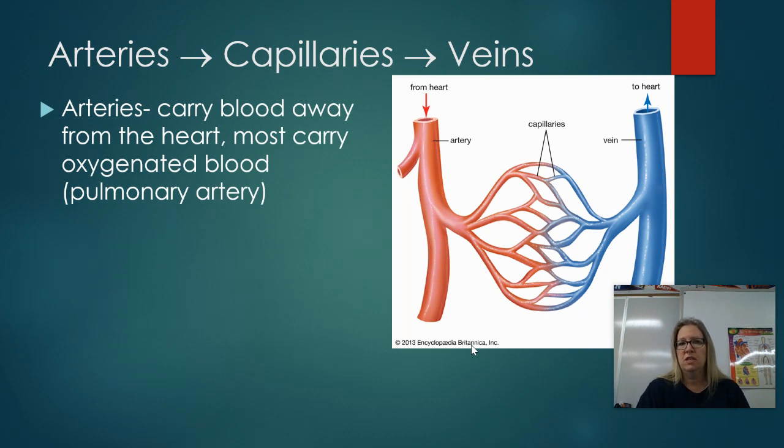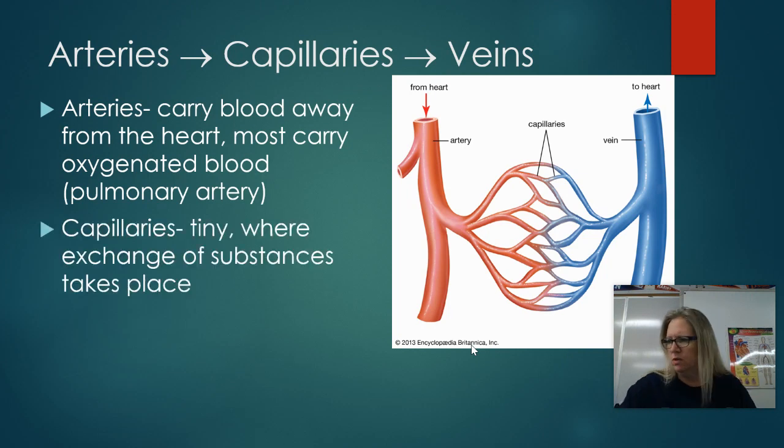Arteries, by definition, carry blood away from the heart. Every single artery, including the pulmonary artery, carries blood away from the heart, okay? Most of the arteries carry oxygenated blood, and so you'll see that they're colored red. But the exception is that pulmonary artery. It still carries blood away from the heart, but it's actually carrying deoxygenated blood. So if you look back at that heart diagram in your book, the pulmonary artery will actually be blue because it is deoxygenated, okay?